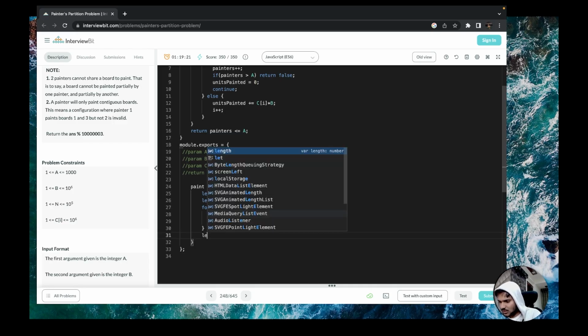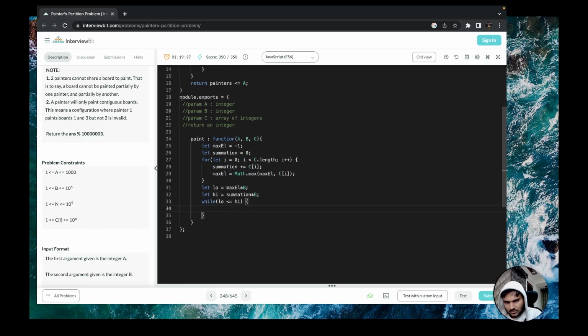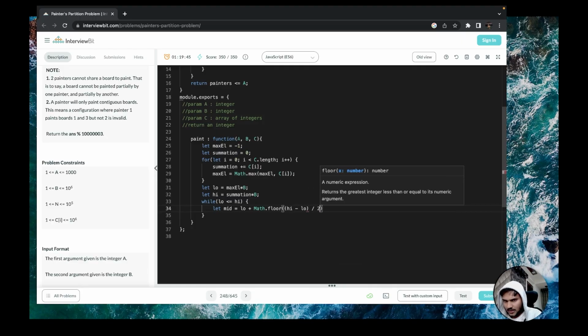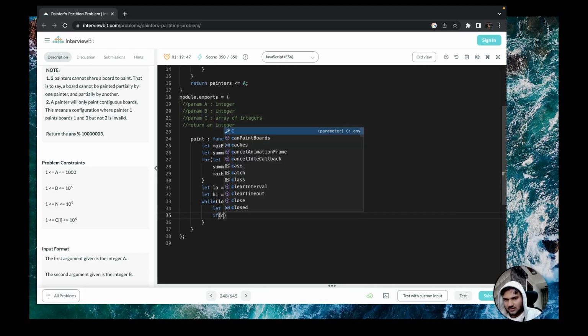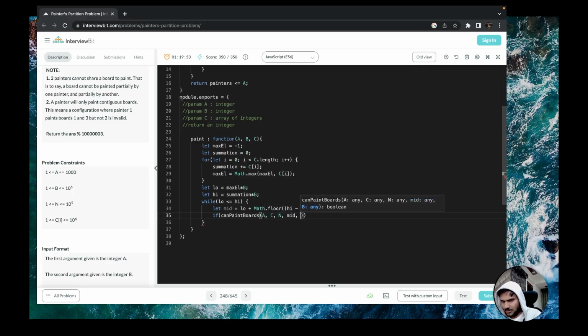Then we'll say let low equal max element in B, let high equal summation in B. While low is less than or equal to high, we say let mid equal low plus Math.floor of (high minus low) by 2, and we say if we can paint board A, C, N, mid, B, then answer is equal to mid, high is equal to mid minus 1.